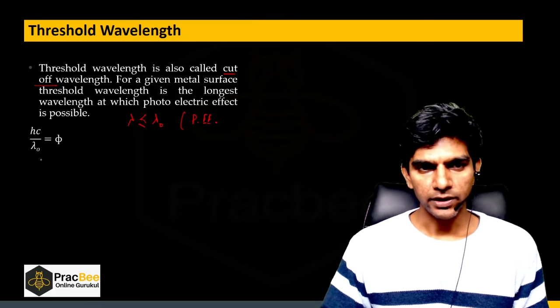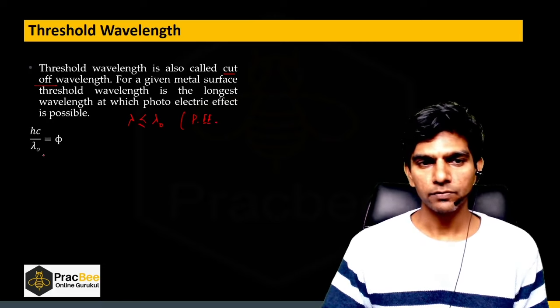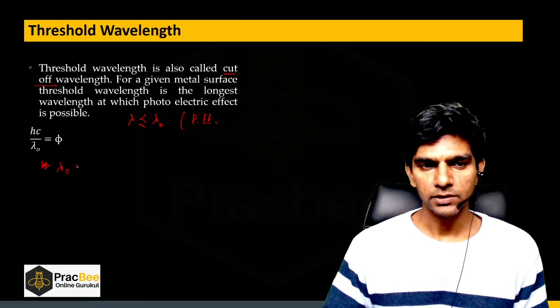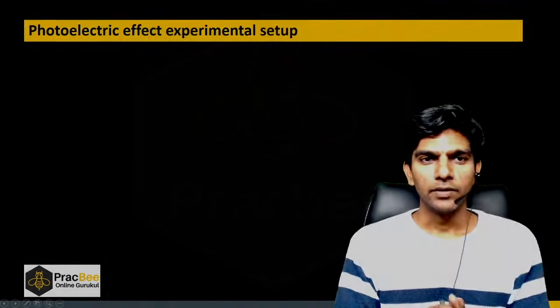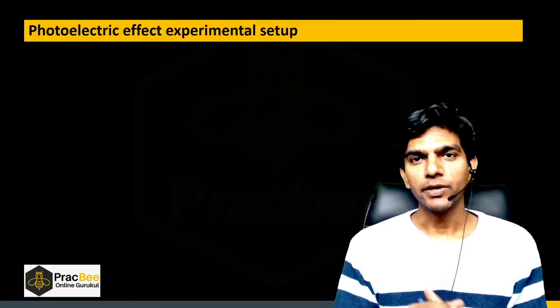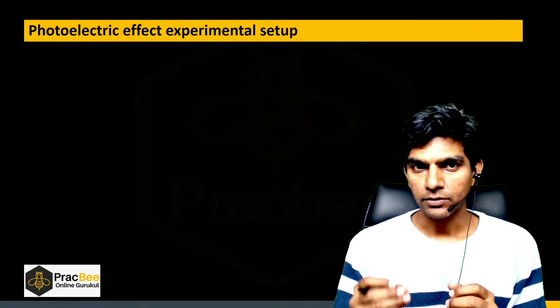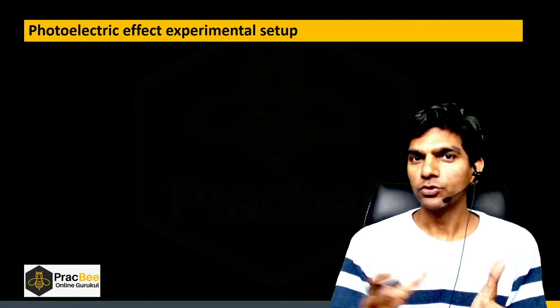Okay, so we can find the threshold wavelength by this formula: the threshold wavelength is equal to hc upon phi. Now let us understand the experimental setup that is used to study the photoelectric effect. So let us go through this animation.